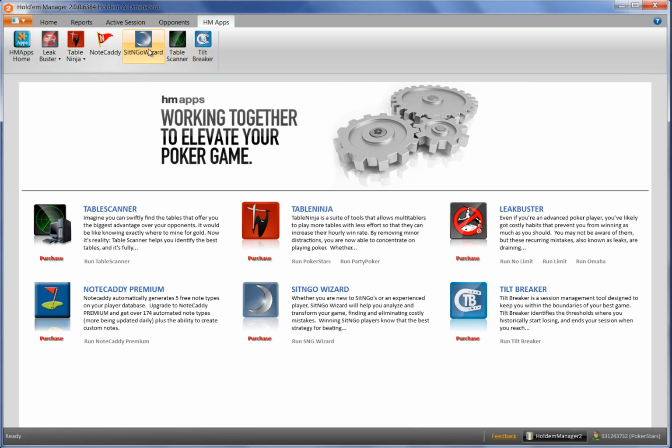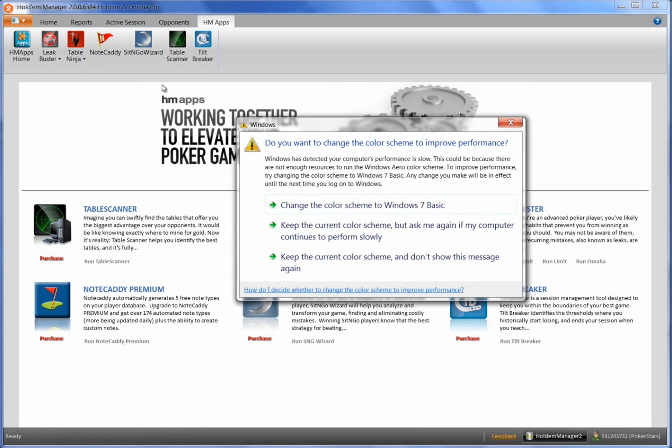Sit and Go Wizard, I assume is something to do with Sit and Goes. I've never played Sit and Goes, so how would I know? Table Scanner, it's a bit of work to get set up, but once you have it set up, it will look at all the tables that are running, and based on the criteria that you've set to rank players, it will give each table a score, and then you can join tables directly from Table Scanner.